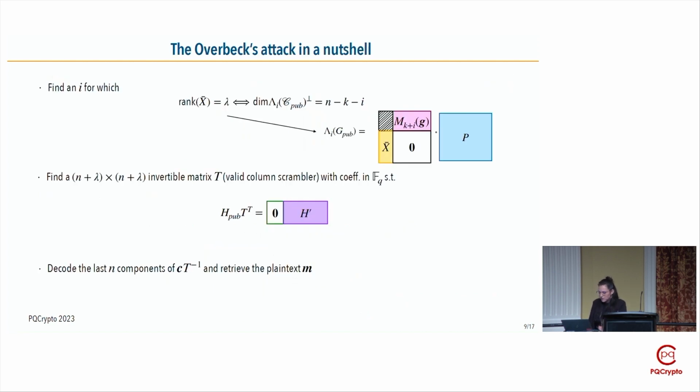So basically, the Overbeck attack consists in finding an I for which the rank of this matrix in yellow is equal to lambda, or equivalently, the dimension of this dual is equal to n minus k minus 1, minus I. Then we find an invertible matrix which multiplied by H-pub gives us a block of zeros, and then we decode the last n components of CT minus 1 to retrieve the plaintext.